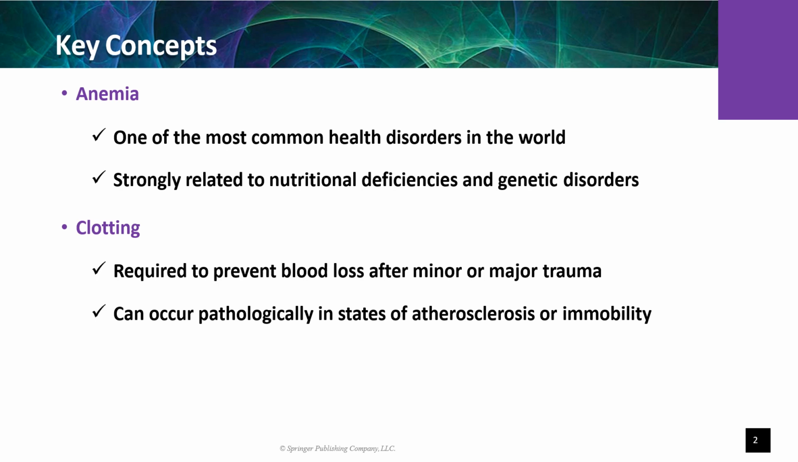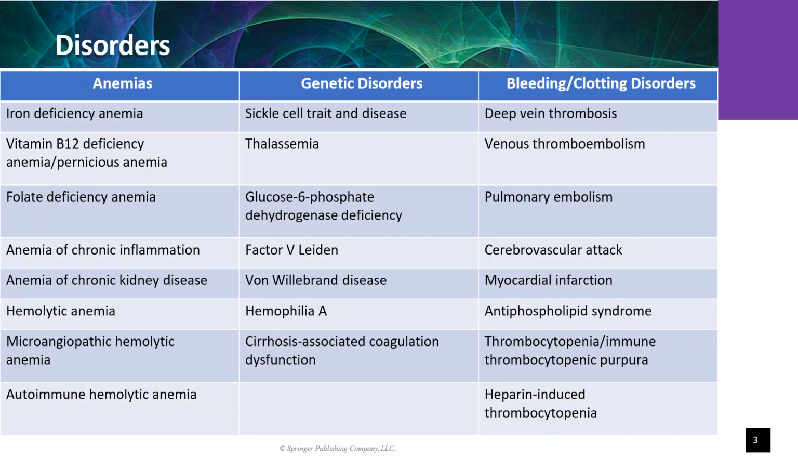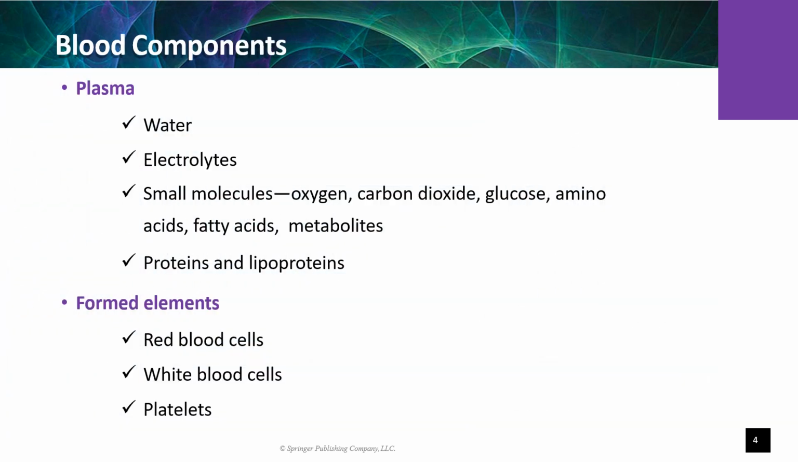Anemia is a health disorder that is common throughout the world. These are common blood disorders, looking at anemias or genetic traits and bleeding or clotting disorders. Without an adequate blood supply, tissue will soon become ischemic and die.